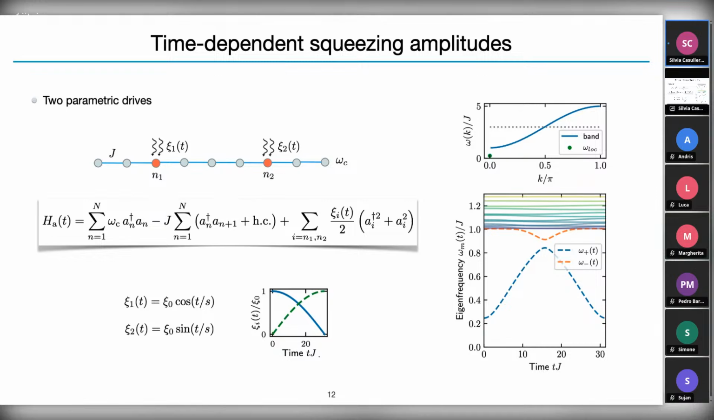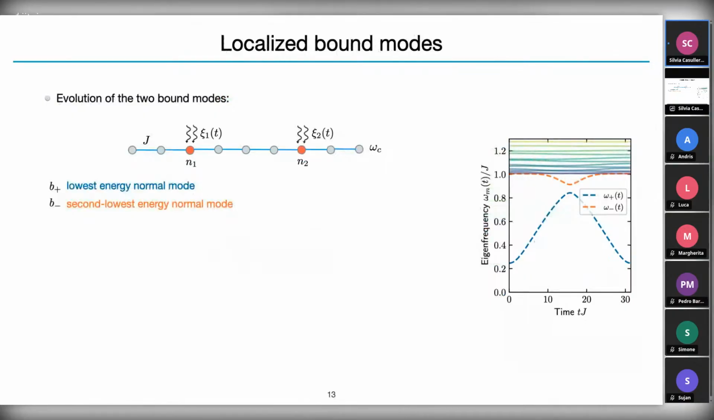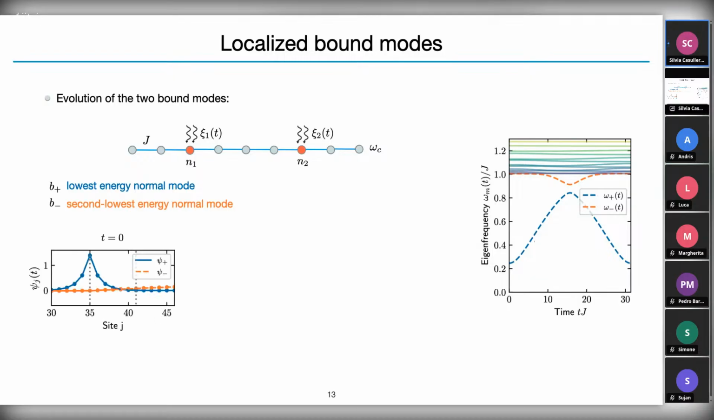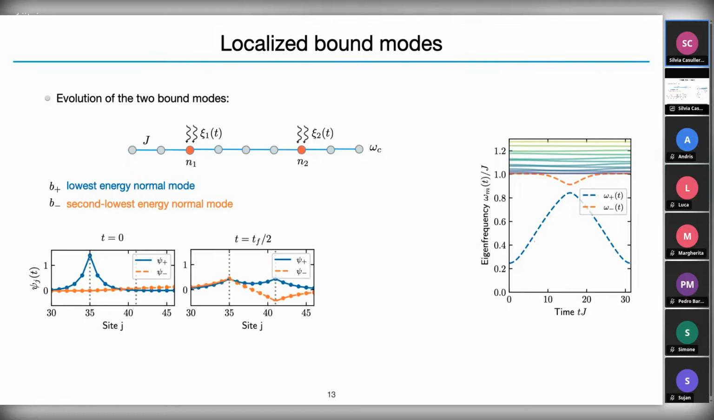And what is happening, maybe it's more clear to look at the normal modes, is that now we will talk about two normal modes or localized modes. There will be the lowest energy one and the second lowest energy one, so this is two. And essentially what is happening is that at the initial time there is only one localized mode, localized at the cavity. At middle times, because there are two squeezings switched on.